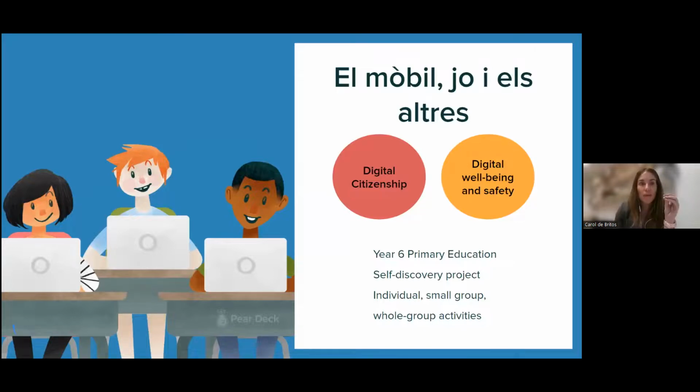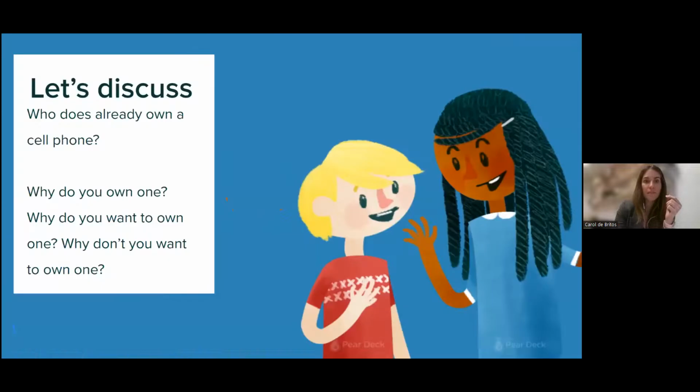This project is done at the beginning of year 6 of primary education. Although when you see the characteristics, the objectives, and the activities, depending on your specific context, you can apply it in first grade of secondary, when they are 13 more or less, or even later. It's a self-discovery project. It's one of the projects that is part of this self-knowledge moment at the beginning of the year. And you will see that there are individual tasks, small group tasks, and big group tasks, class tasks.